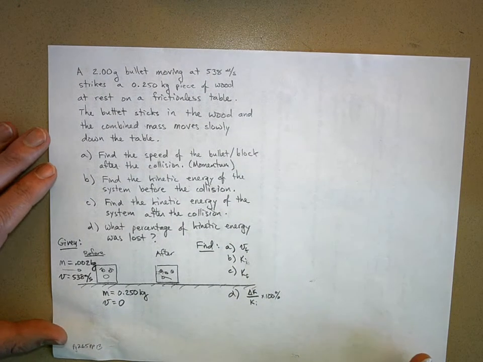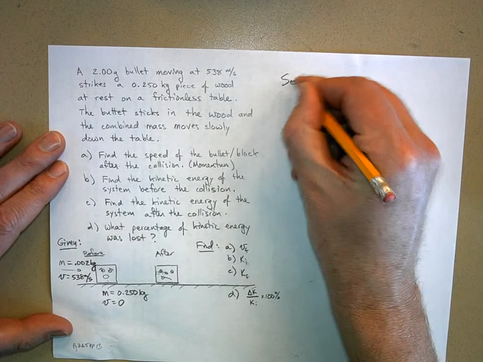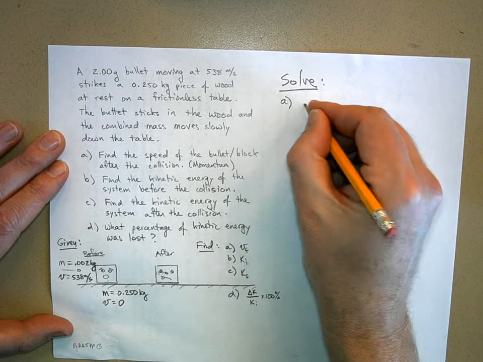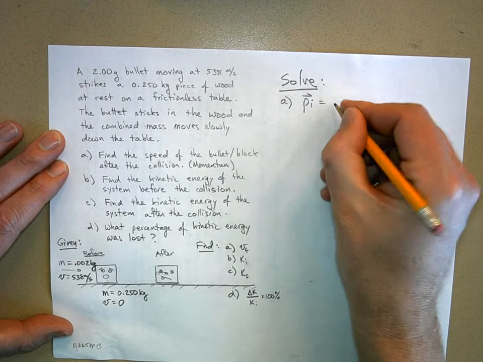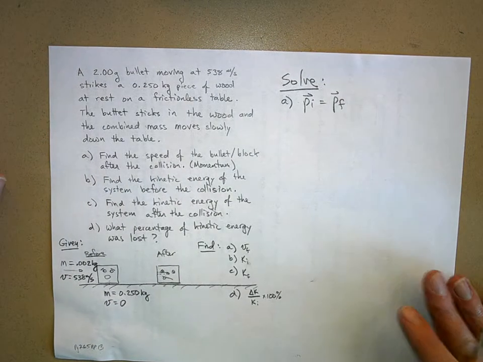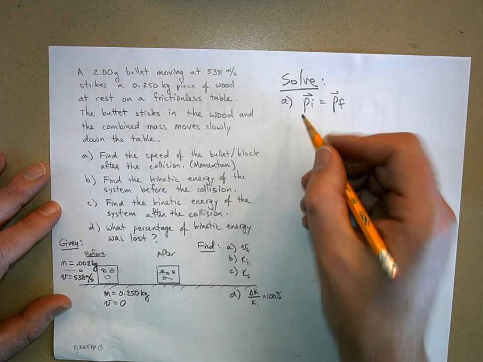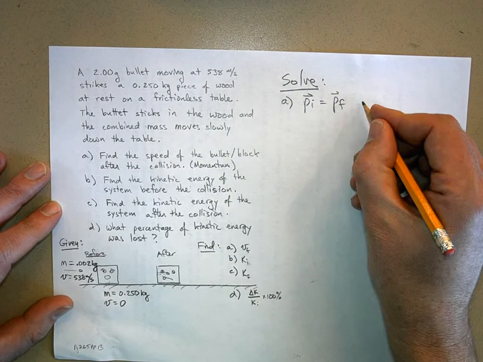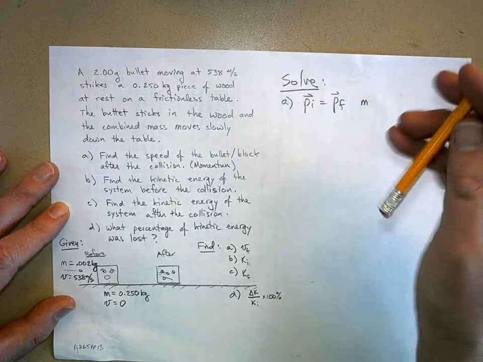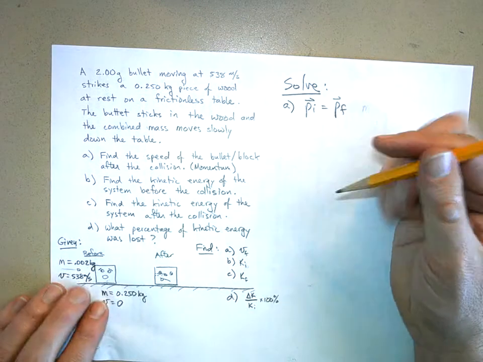Hope you can see it from all the way back there. I'll write bigger up here. Okay, so let's solve it. For part A, P initial equals P final. This is a collision problem. You can't forget that old stuff. Physics builds on itself. So the initial momentum is just the momentum of the bullet. So we can say it's the mass of the bullet times its velocity. Let's go ahead and I'll just plug in the numbers to save time.